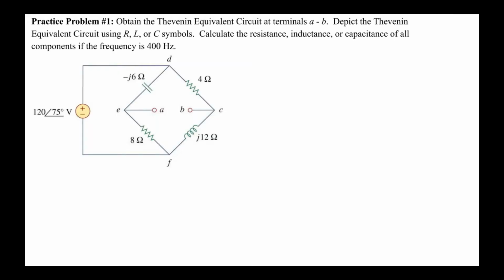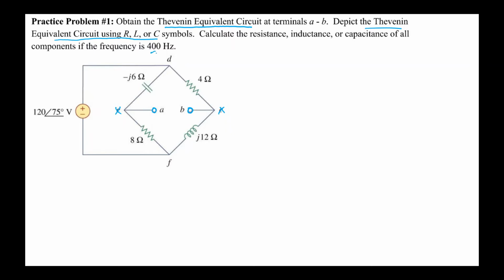In this practice problem, I'm going to obtain the Thevenin equivalent circuit for this AC circuit. I'm asked to find it between the terminals A and B, which you can notice are the same as E and C, so we don't really need to talk about E and C. I'm also instructed to depict the Thevenin equivalent circuit using R, L, or C symbols, and then to actually calculate the values of those components.